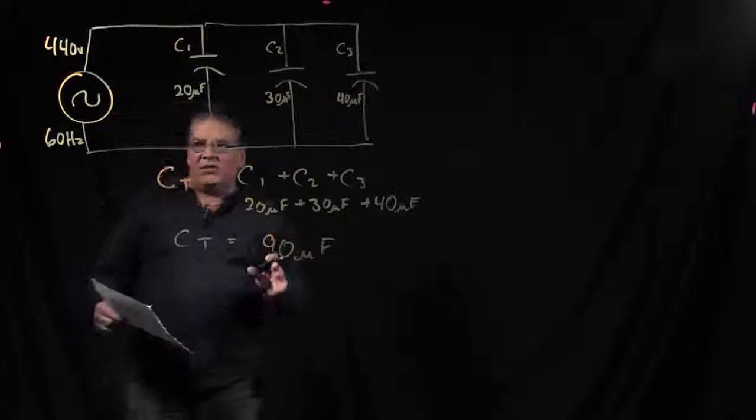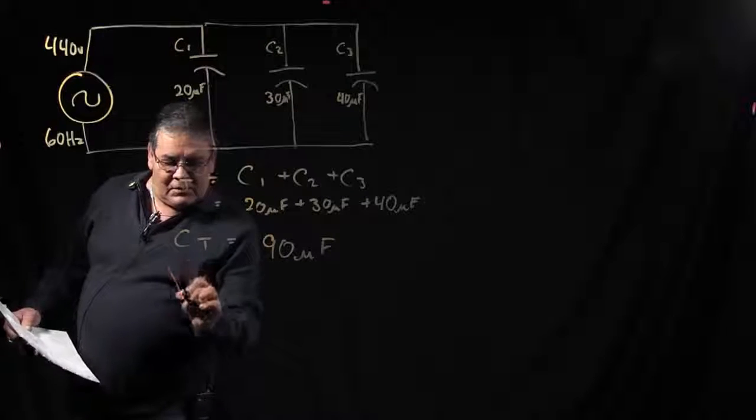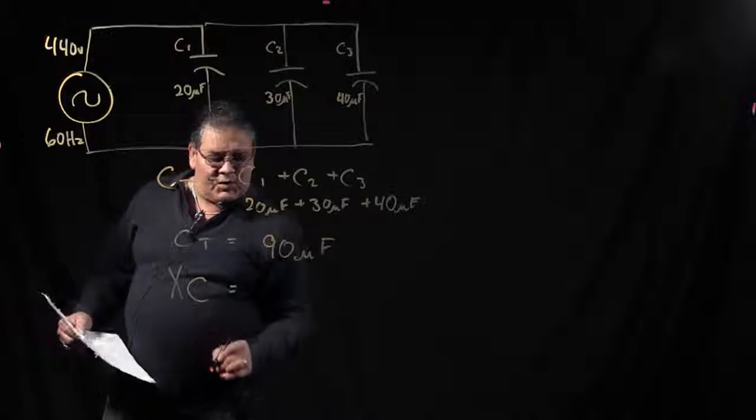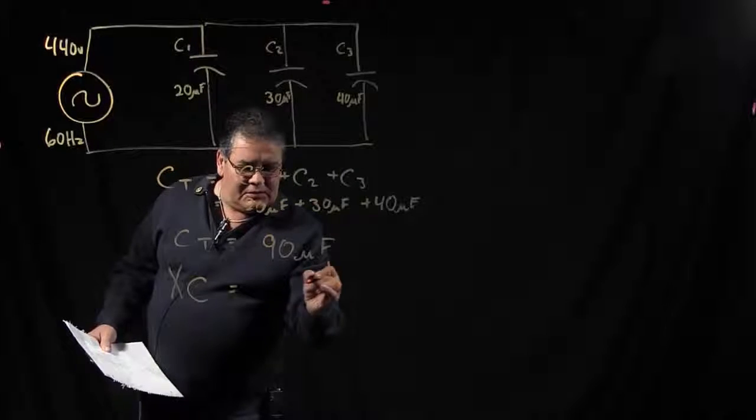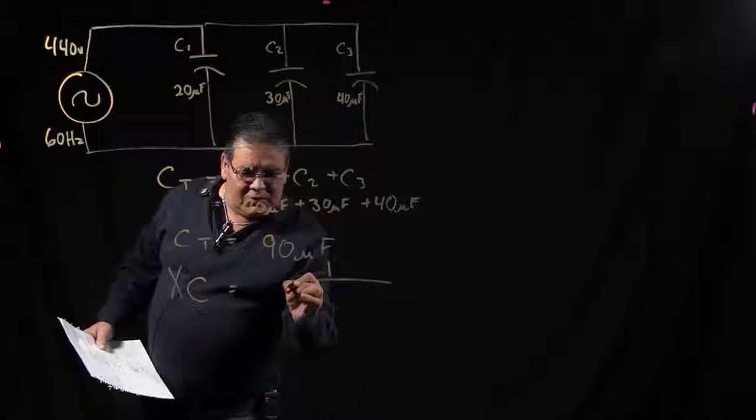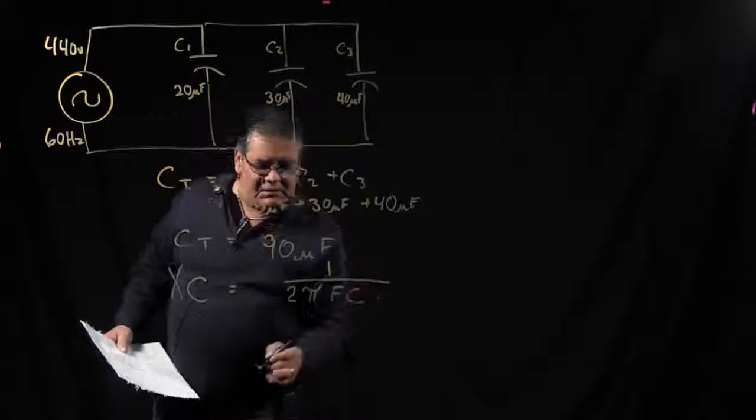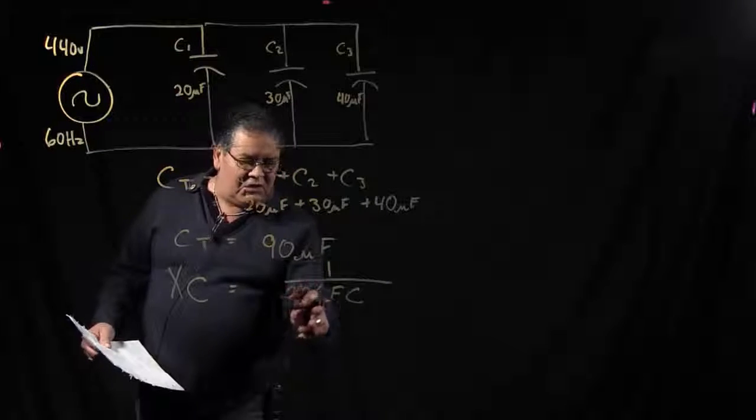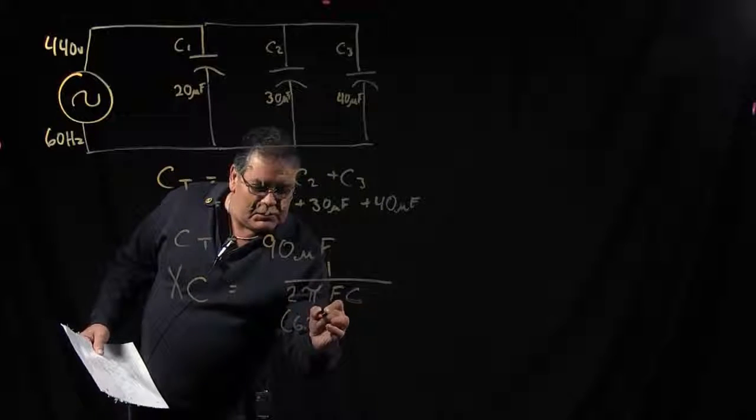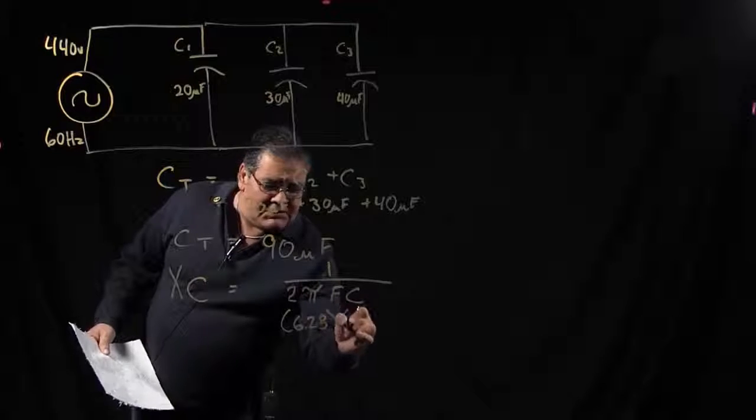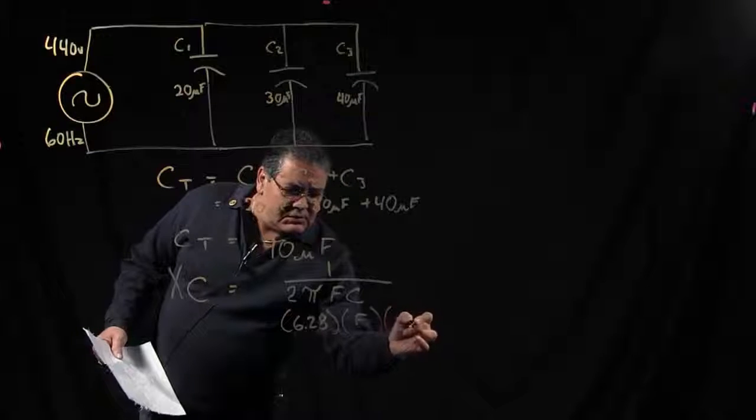Okay, now the difference that you're going to have here again is for capacitive reactance. You're going to have to use a reciprocal formula. So the reciprocal formula would be 1 over 2 pi FC. Again, I like to just use a constant for my 2 pi, so I'll just use 6.28 times my frequency times my capacitance total.